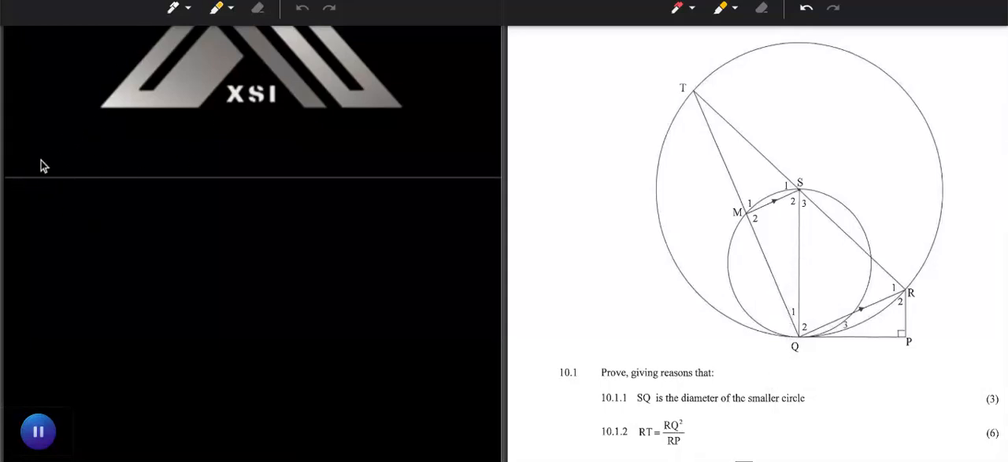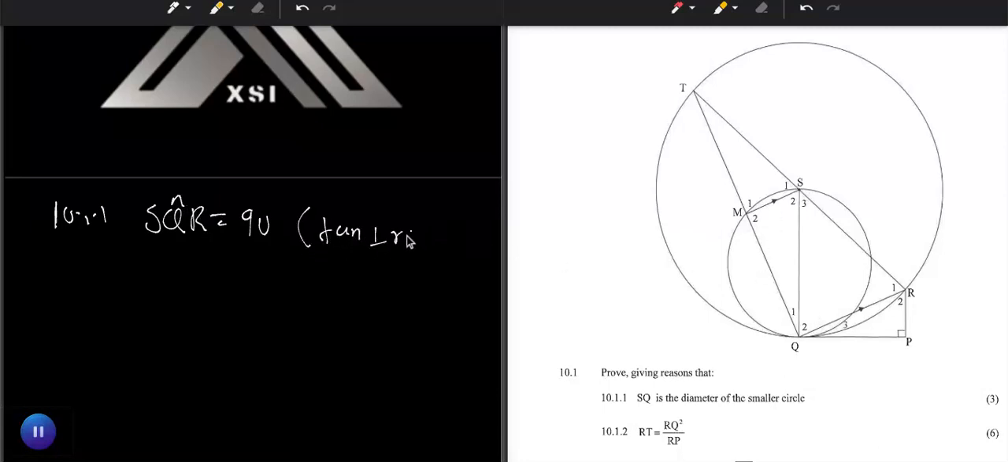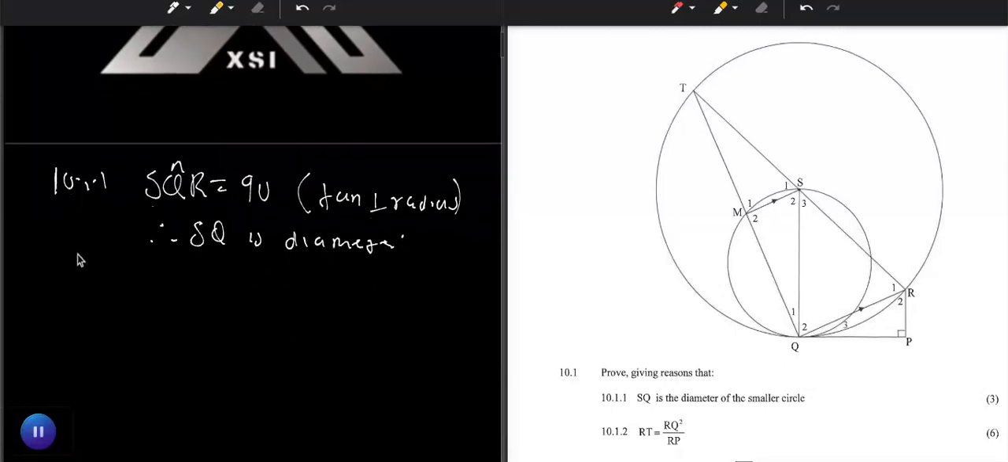So it's 10.1.1. We can simply say that angle SQR is equal to 90 degrees. What's the reason for that? Tangent perpendicular to radius. That's the reason, and therefore we can simply conclude that SQ is a diameter. That's all. Now let's go to the next one, which is question 10.1.2.